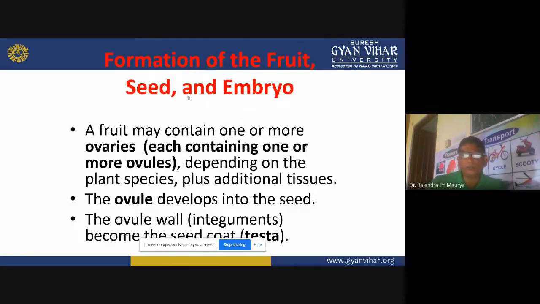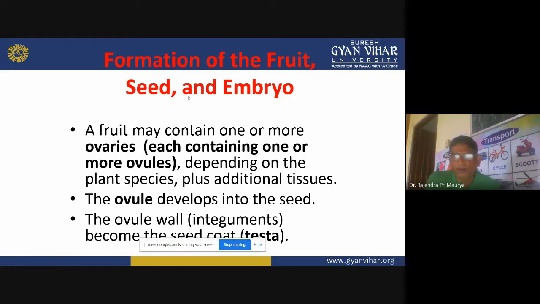So formation of the fruit, seed and embryo. A fruit may contain one or more ovaries, each containing one or more ovules. Here are good examples of multiple ovaries: you know the pineapple, also the mulberry, and also the strawberry. So these are the multiple ovary examples.